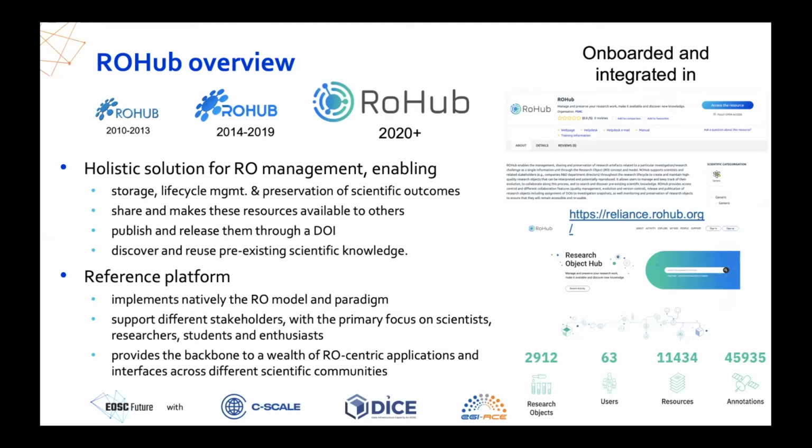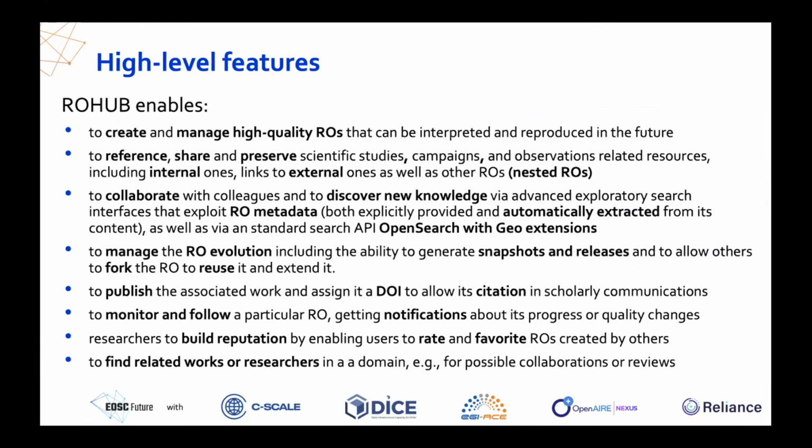RoHub is the reference platform that implements natively the RO model and paradigm. Of course, we support different stakeholders, but our primary focus is always scientists and researchers. On the right, you can see how it is accessible from the EOSC and the current numbers about research objects that you can find in the portal directly. Some of the main high-level features of the platform include the creation of high-quality research objects. That means we are providing functionalities to assess how good, in terms of quality, a research object is based on community expectations, for example, to reference, share and preserve scientific studies, including not only the resources themselves, but links to external resources that might be dispersed in different locations.